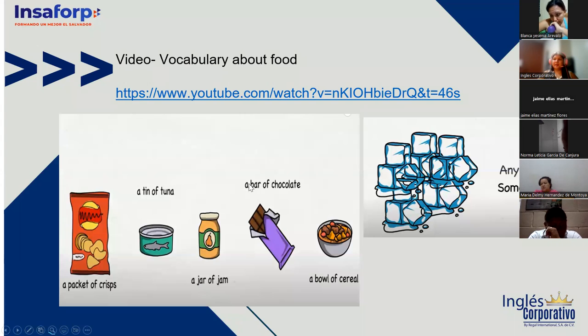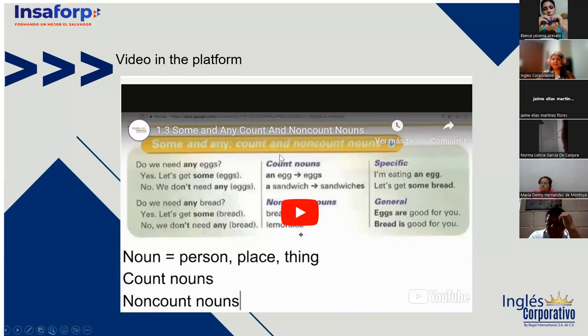Here you have another example. A jar of jam, a bar of chocolate, a bowl of cereal, a packet of crisp, okay? Todo esto, si está en un container, está en paquete, you can count them, right? But you have to mention if that is a bowl, a bar, a jar, a packet, or a bottle. Y cuando no sabemos una cantidad en específico, podemos decir any, okay, or some. Any, cuando es pregunta, and some, cuando es un positive statement.